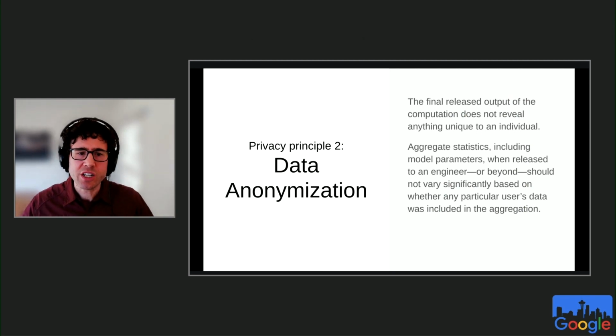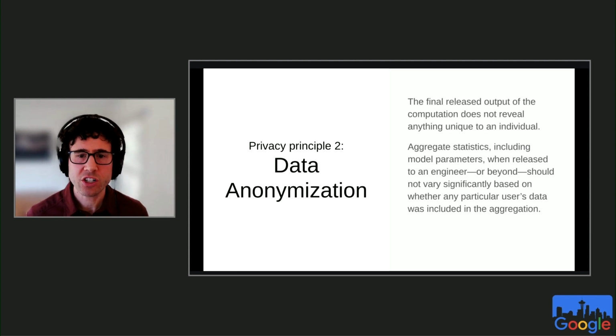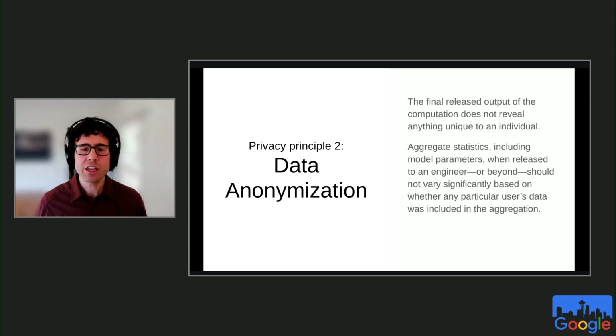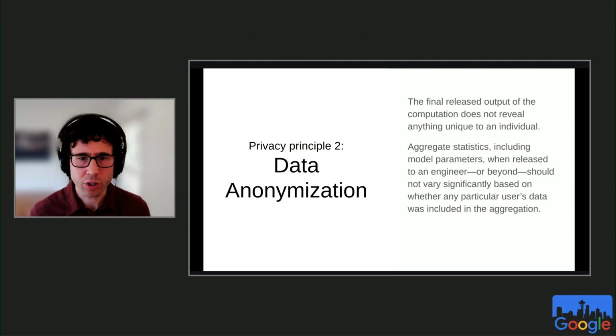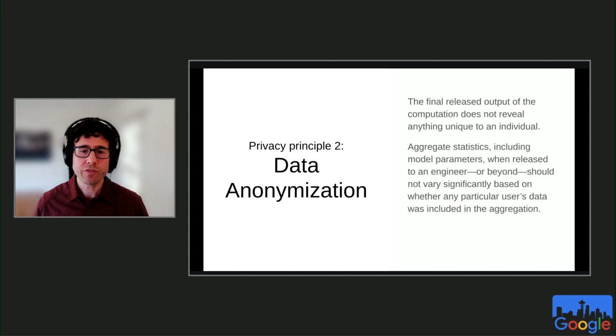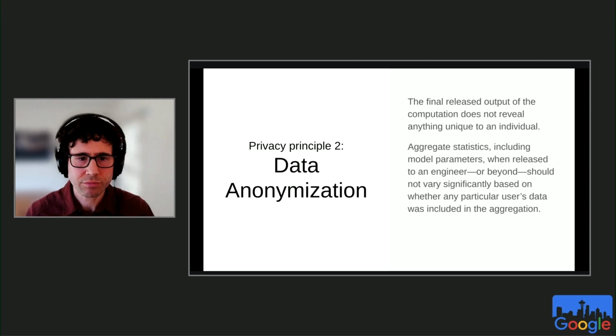But data minimization isn't enough. We also need to think about data anonymization. So the principle here is that the final released output of the computation we're doing should not reveal anything unique about an individual. So the aggregate statistics or model parameters that we're eventually going to release to an engineer or deploy to the users of mobile devices, that shouldn't vary significantly based on whether any particular user's data was included in the aggregation.